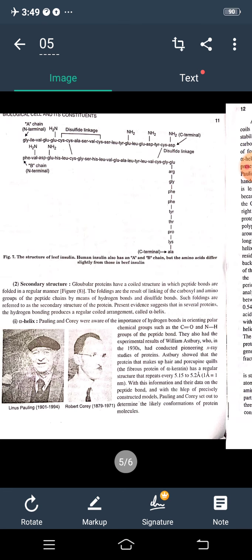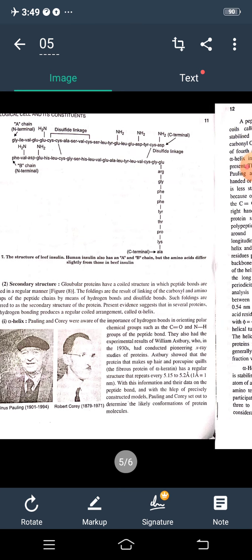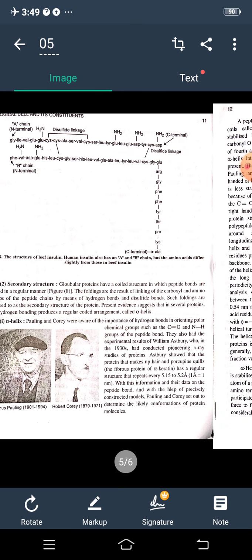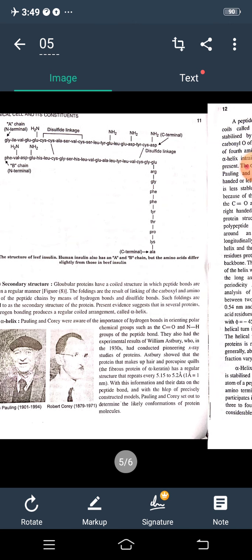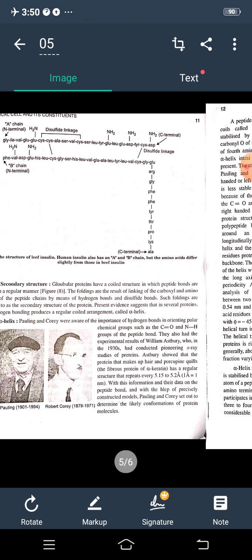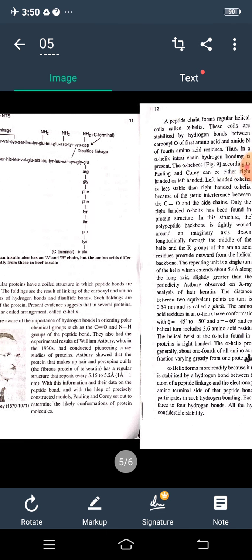Present evidence is that in several proteins the hydrogen bonding produces a regular coiled arrangement called the alpha helix. In the alpha helix, Pauling and Corey were aware of the importance of hydrogen bonds in orienting polar chemical groups such as carbonyl and NH groups of the peptide bonds. They also had the experimental results by William Astbury, who in 1930 conducted pioneering X-ray studies of proteins. Astbury showed that the proteins that make up hair and porcupine quills coil like this.